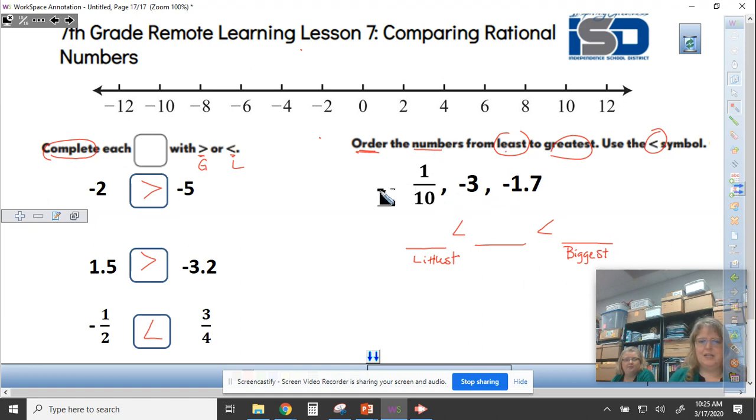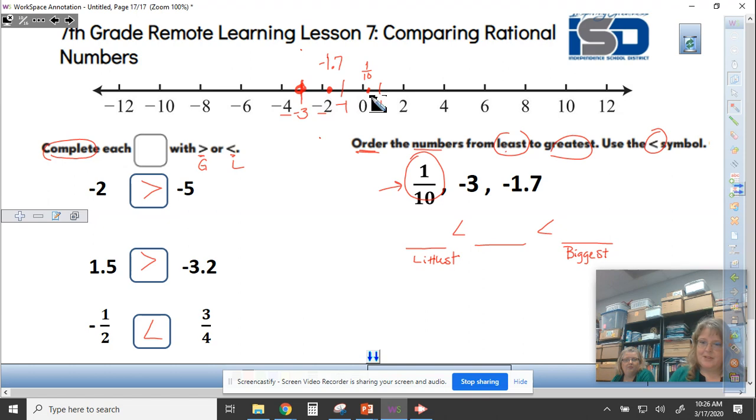I'm going to look to see where these numbers are on my number line. Positive 1/10 is pretty close to 0, but it's in between 0 and 1. -3 is here between -2 and -4. And then I have -1 and 7/10. Here's -1. -1 and 7/10 is going to be pretty close to -2, in between -1 and -2.